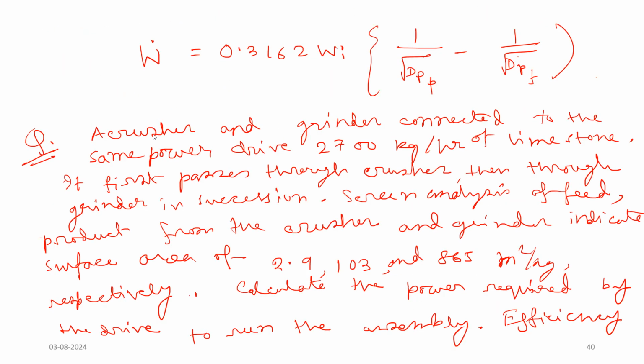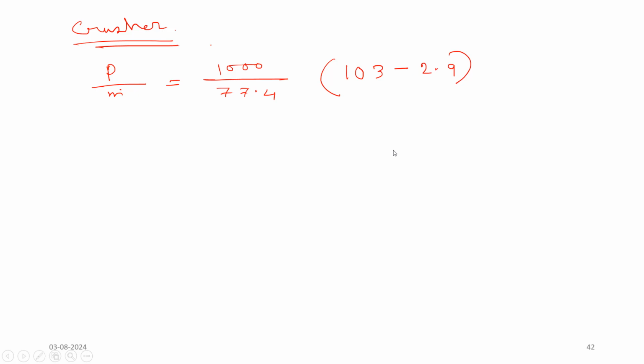It is required, the power is, so we know now the value of Kr. Kr is 1000 by 77.4, and the new surface area created is 103 and the feed size was 2.9. And in the question you will see that the mass flow rate is given as 2700 kg per hour. So now we'll calculate the total power required.